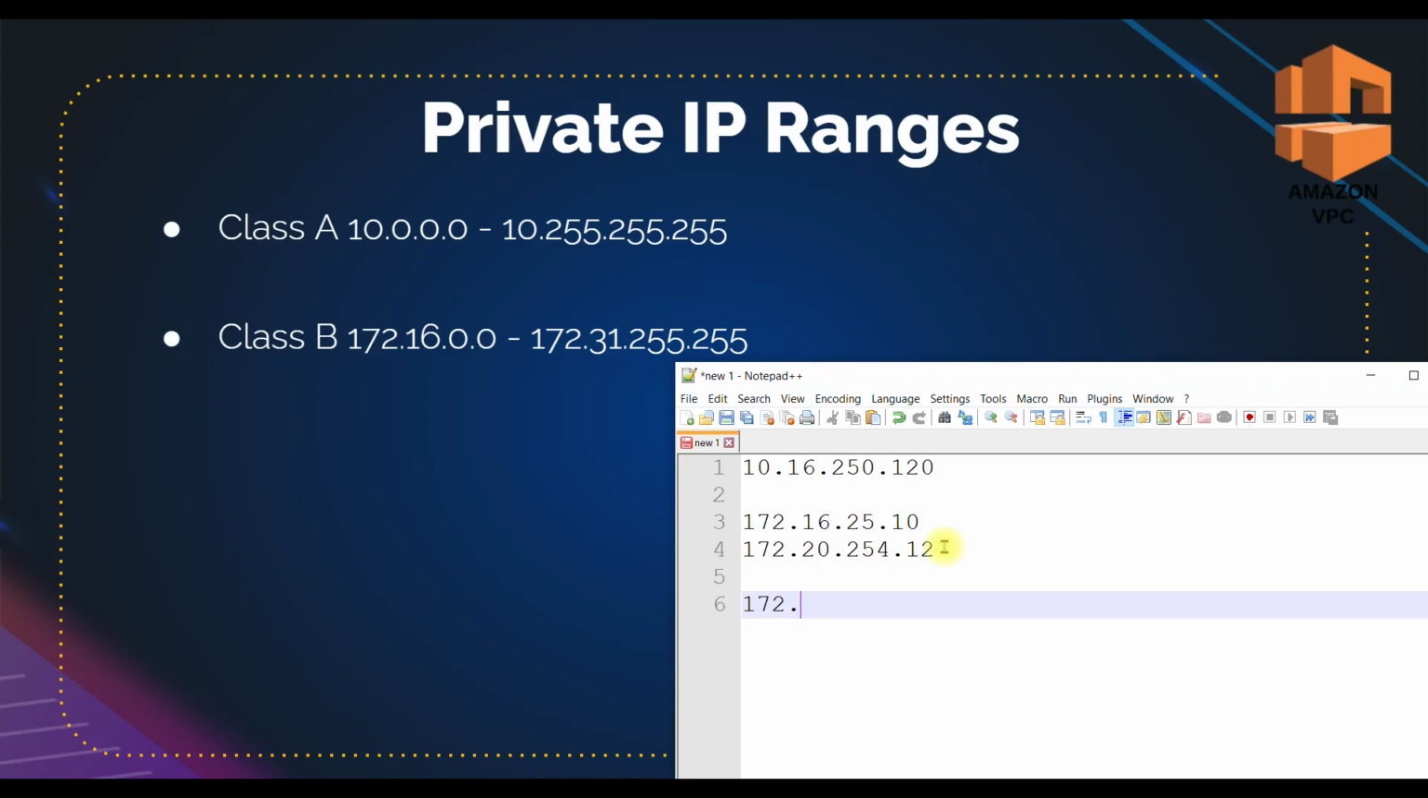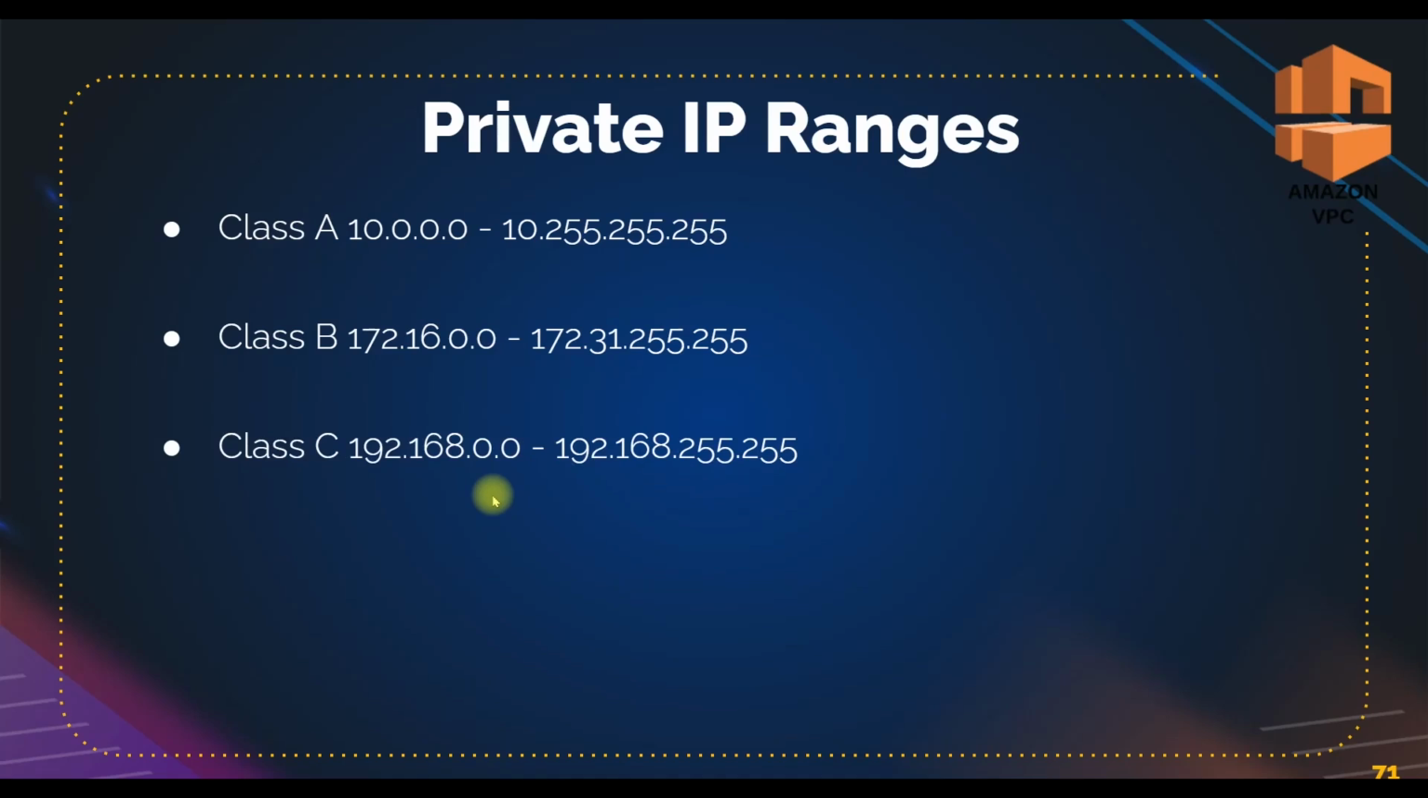Now if I say 172.32.25.65, that is not in the private IP range. This is a public IP. Let's see class C, the famous one. 192.168.0.0 starts there and ends at 192.168.255.255. So the first 2 octets will be the same. The third and fourth octet can be from 0 to 255. So these are 3 private IP ranges which you can use.